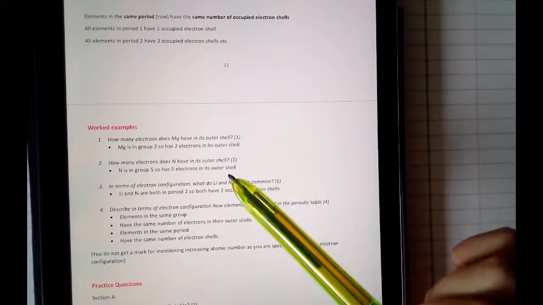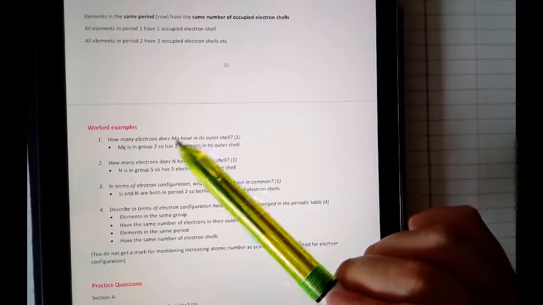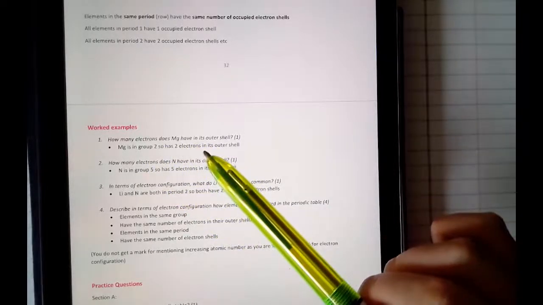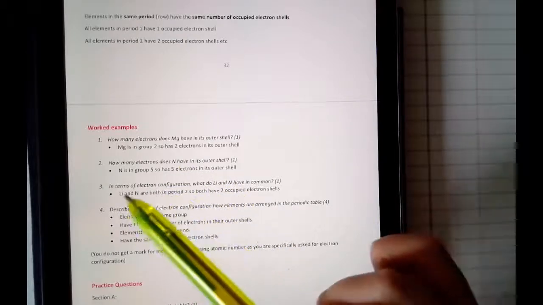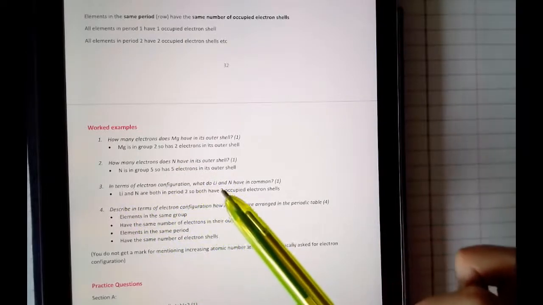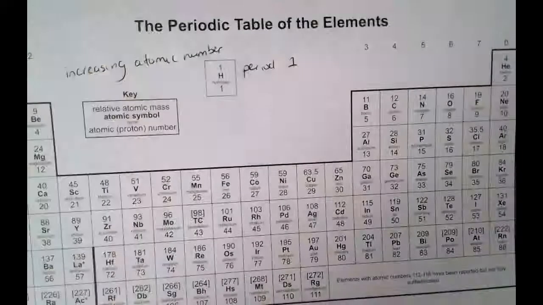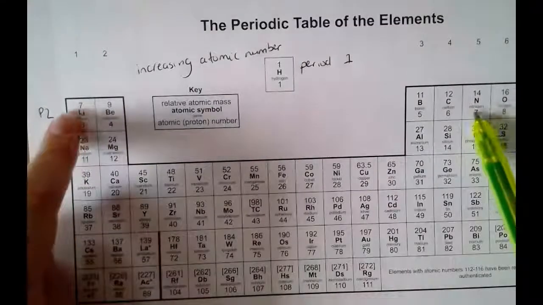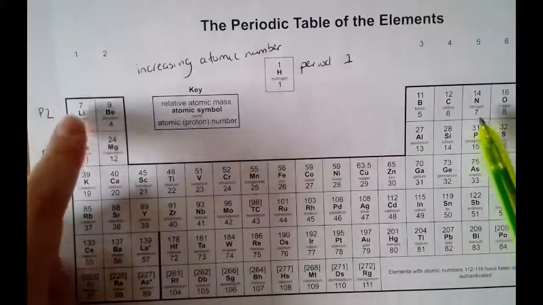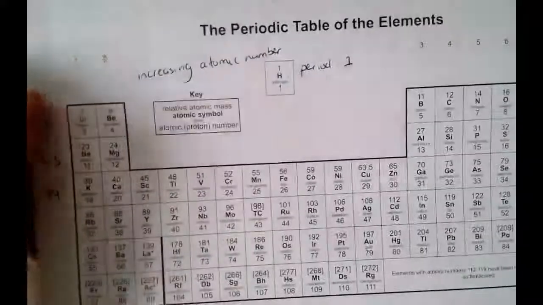The other worked examples I've done here are simpler, okay? How many electrons does magnesium have in its outer shell? It's in group 2, so 2 in its outer shell. How many does nitrogen have? It's in group 5, so 5 in its outer shell. And then in terms of electron configuration, what do lithium and nitrogen have in common? If we look at the periodic table, lithium and nitrogen are both in the same period. Therefore, they both have the same number of electron shells. And because it's period 2, it's going to be 2 electron shells.